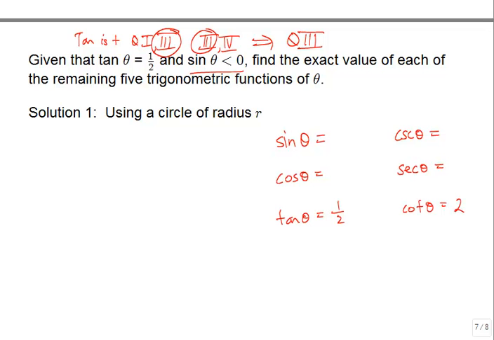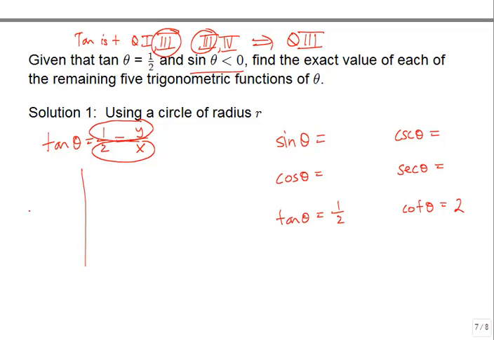Now in this method, we're going to draw a triangle just like we did in the last example, but this time we're not going to use a unit circle. We're just going to use a general circle of some radius r. And I'll show you why that's important. If we are told that tangent of theta is equal to 1/2, we also know that by definition tangent of theta is y over x. So a nice simple way to create your triangle is to let the y side be the 1 and the x side be the 2.